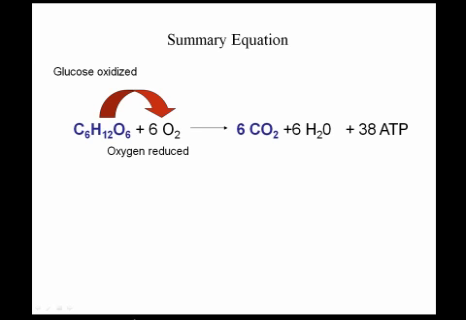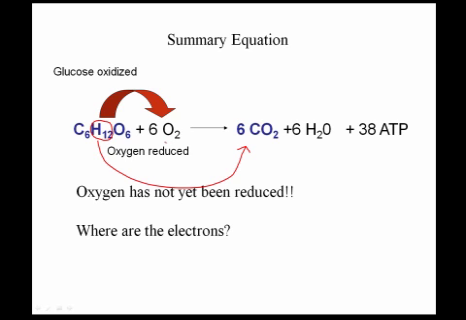So if we look back at our summary equation, what we are trying to accomplish is the oxidation of glucose and ultimately the reduction of oxygen. So the first part of that has been completed. Okay, the glucose has been turned into carbon dioxide. However, we haven't done anything with oxygen as of yet. That oxygen has not been reduced.